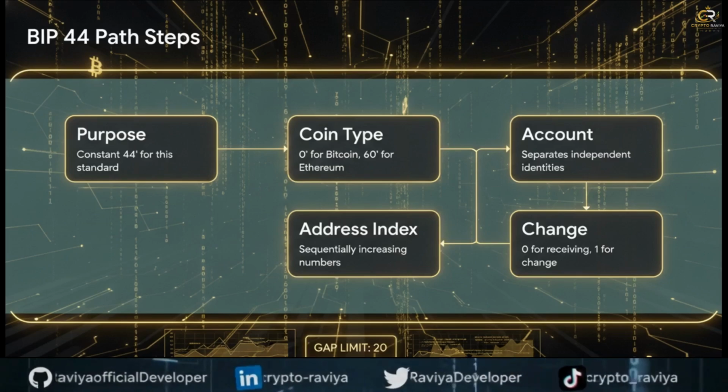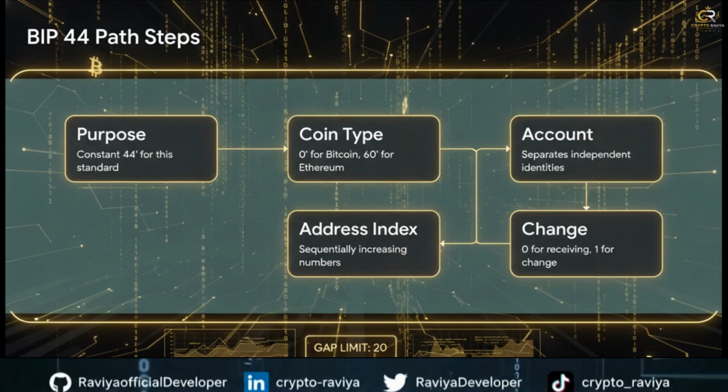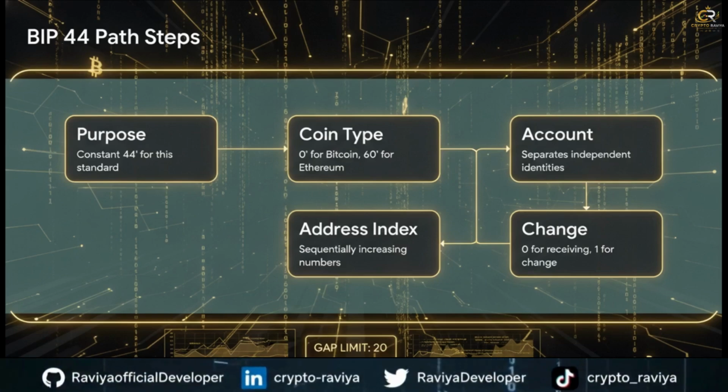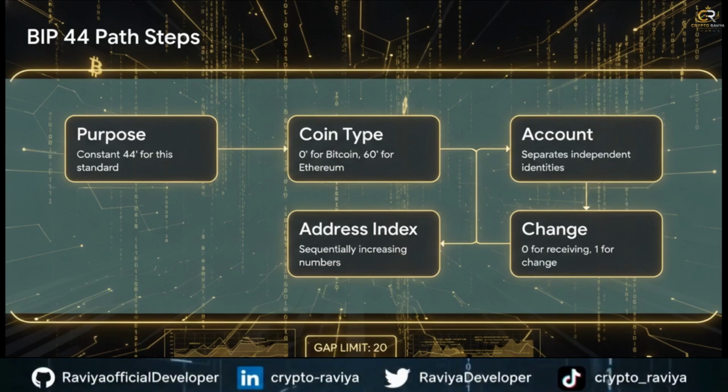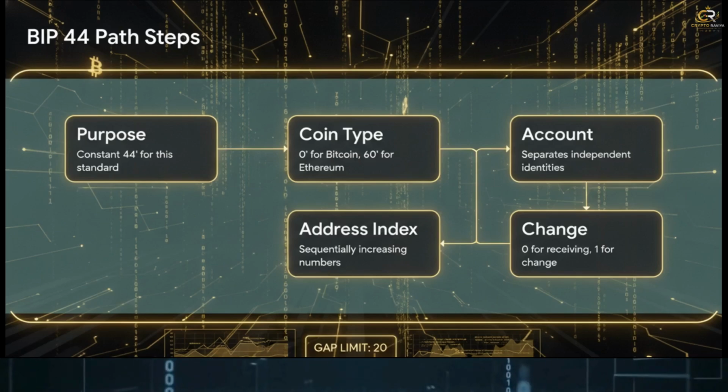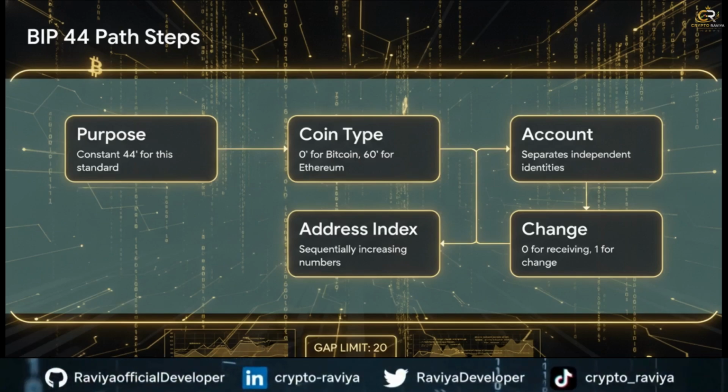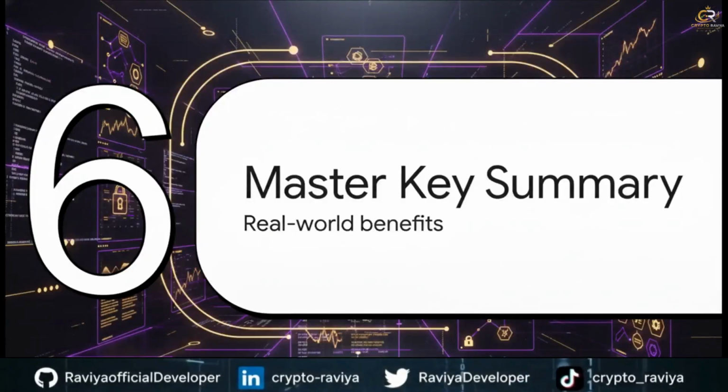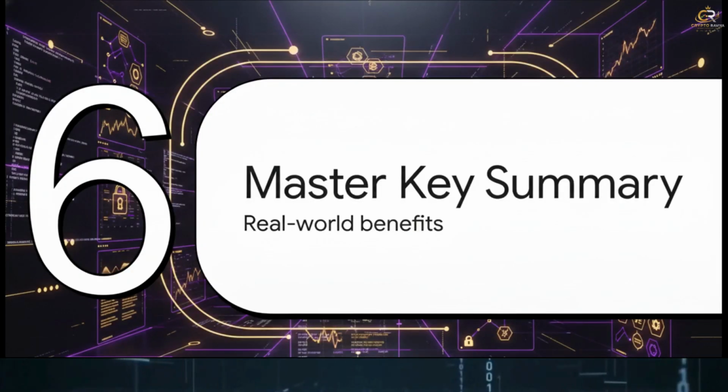And just to make sure you never lose anything, wallets use something called a gap limit of 20. When the wallet is scanning this path, if it sees 20 unused addresses in a row, it basically says, all right, I guess we've reached the end of the transaction history here, and it stops looking. Pretty smart.